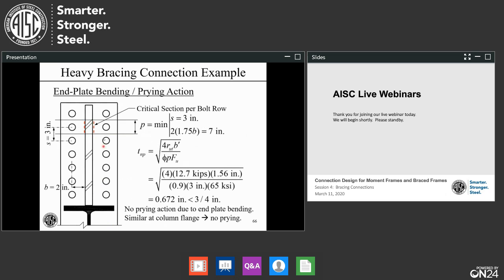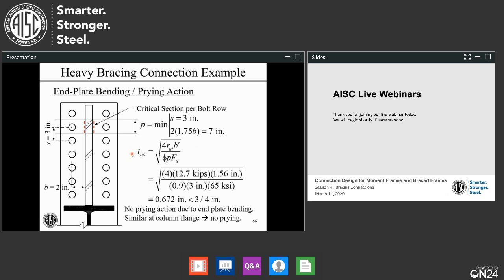When we look, this picture is an elevation view of the end plate. You can see the gusset plate in section. Here's the top of the beam. We need to know how high a piece of this plate is the critical section that goes with each bolt row. And that's this dimension p that you see in part 9 of the manual. Now that's going to be the minimum of the spacing, or 1.75 times b below and above, so 2 of those. So the 3 inches controls.